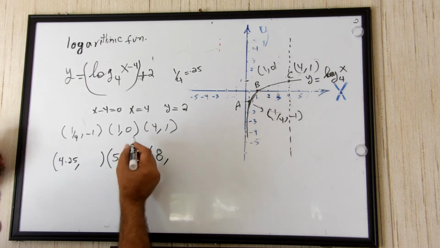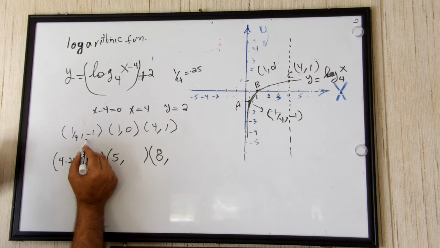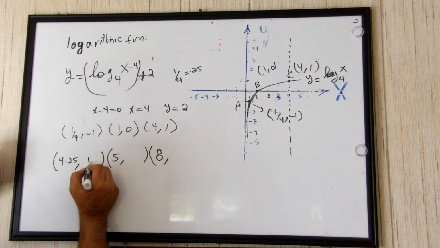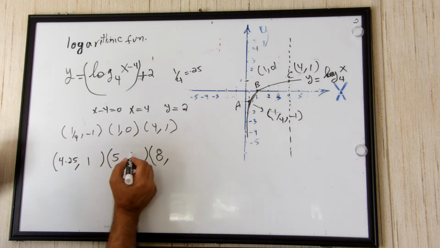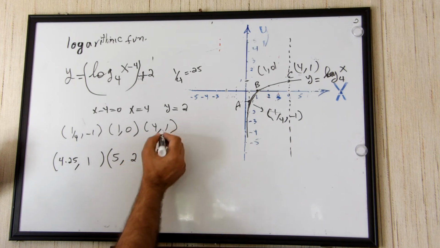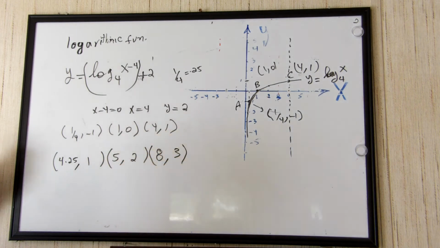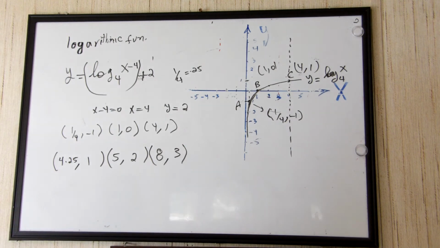Now what is going to be y? Y is going to be 2. 2 minus 1 is going to be 1. 2 plus 0 is 2. 2 plus 1 is going to be 3. So let's graph this one. We have the points. Now we can graph it.